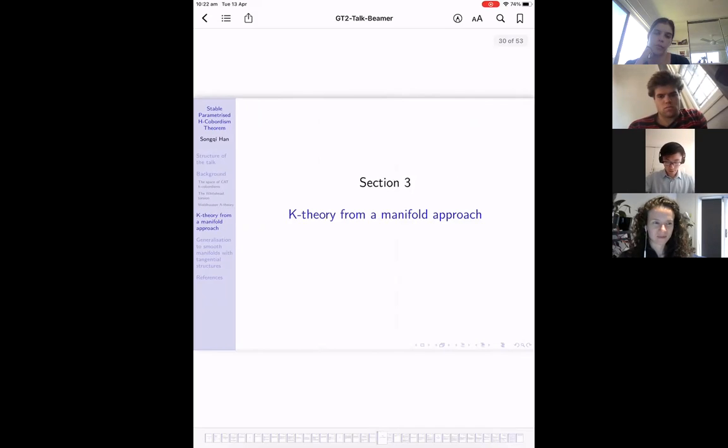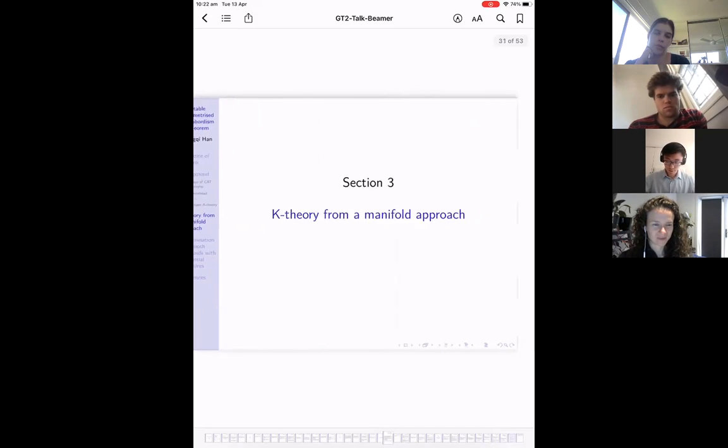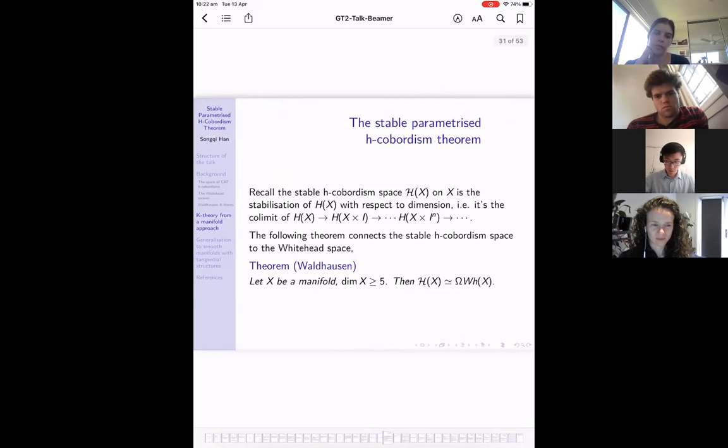And now I will just sketch a proof of Waldhausen's stable parametrized h-cobordism theorem in the smooth case. So we first state the theorem. Recall that the stable h-cobordism space is just the stabilization of the h-cobordism space with respect to dimension, namely taking the colimit with respect to the stabilization map, which is just from hX to hX times the interval, and which is rather simple.